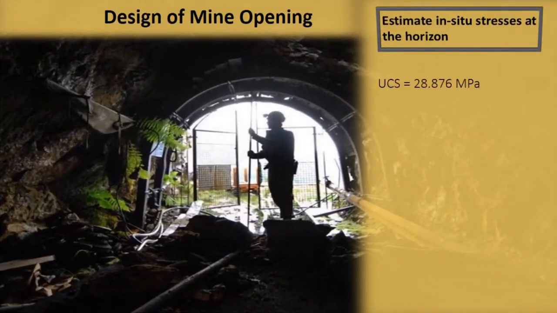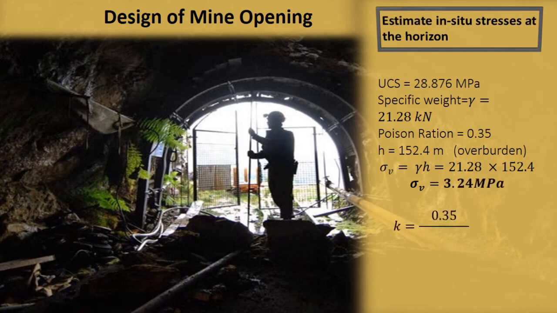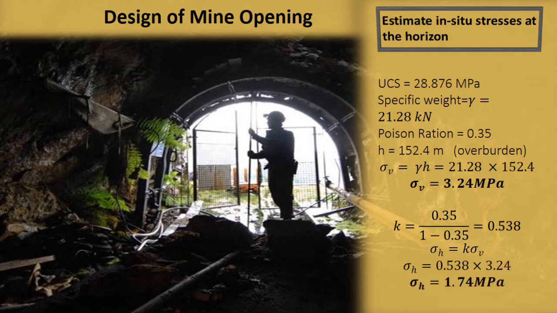To estimate the in situ stresses, we have UCS, which is 28.876 megapascal. The specific weight of the rock is 21.28 kilonewton and the overburden is 152.4 meter. So the vertical stress is 3.24 megapascal. The value of the K can be found out with the help of the Poisson ratio, which is 0.538, and the horizontal stress is 1.74 megapascals.